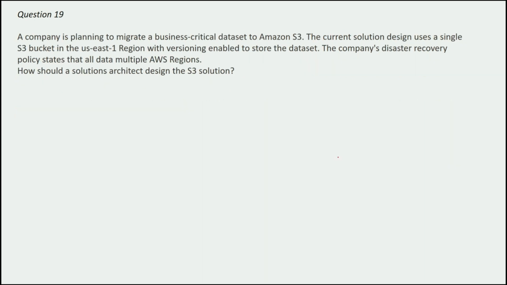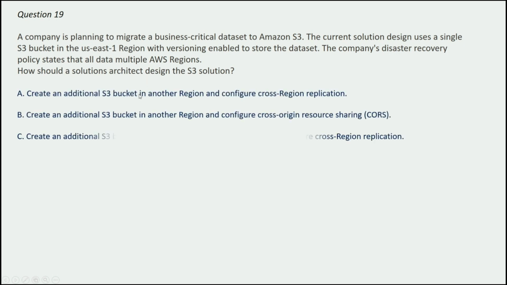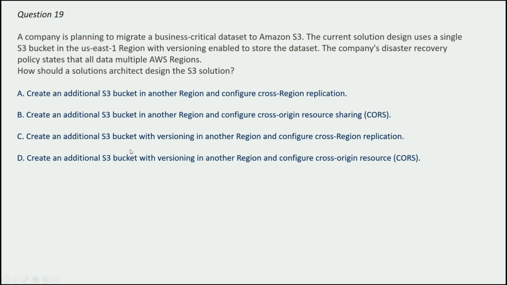So now question 19. A company is planning to migrate a business-critical dataset to Amazon S3. The current solution design uses a single S3 bucket in the US East 1 region with versioning enabled to store the dataset. The company's disaster recovery policy states that all data must be in multiple AWS regions. Basically, data should be in multiple AWS regions. How should a solutions architect design the S3 solution? So here are your options A, B, C and D. And the correct option here will be option C.